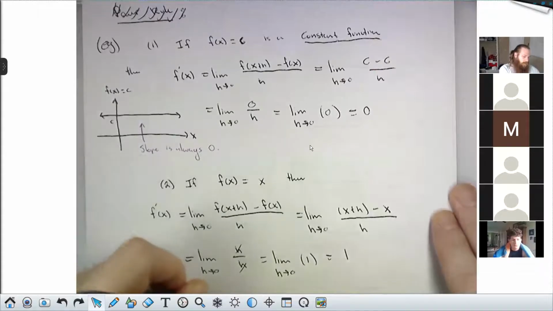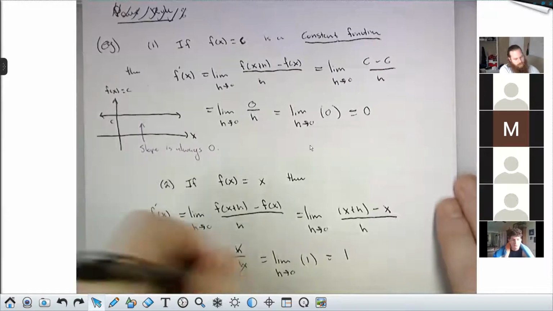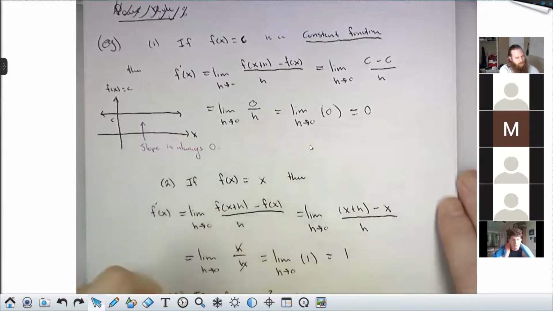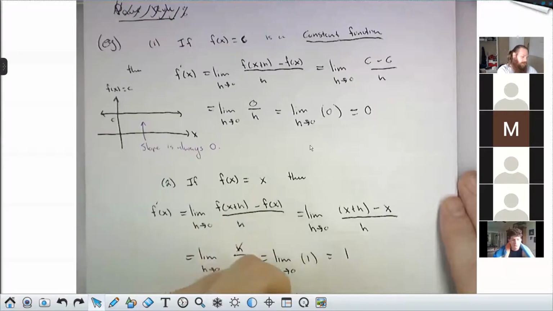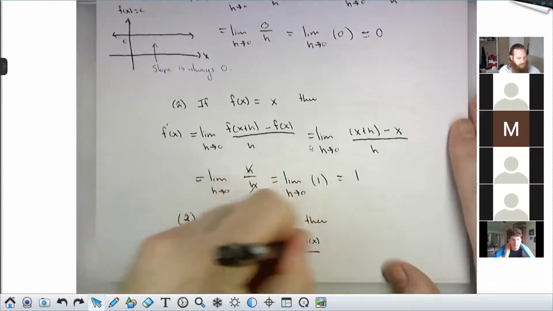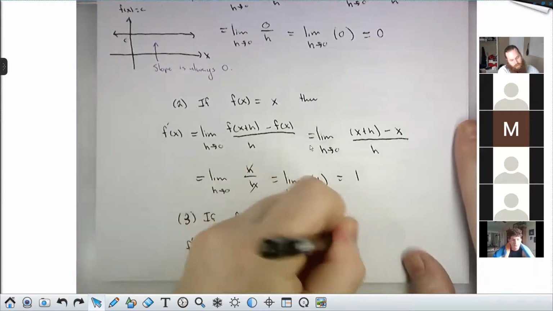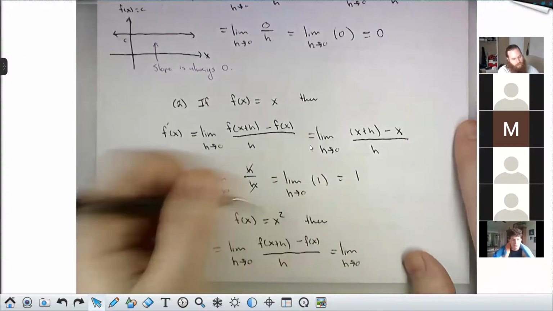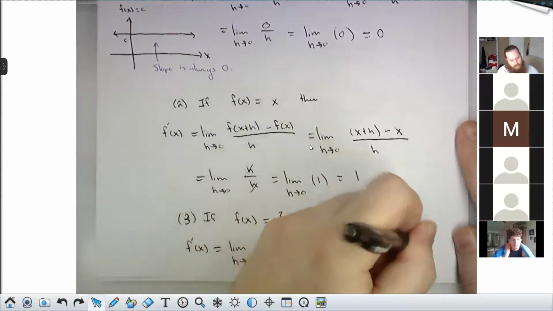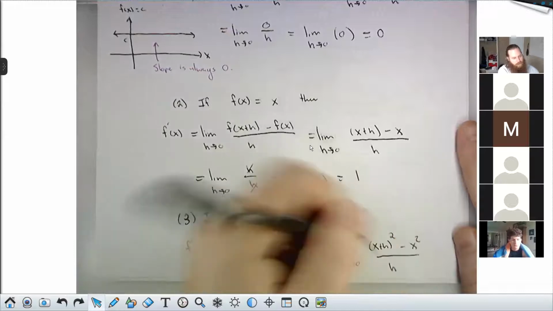If f of x is equal to x squared, then f prime is the limit as h goes to 0 of f of x plus h minus f of x, all over h, right? The same definition, which is the limit as h goes to 0 of (x plus h) quantity squared minus x squared, over h.